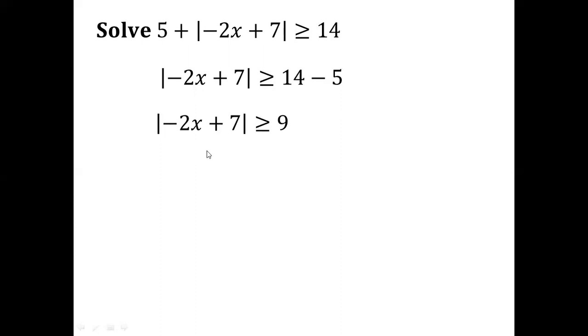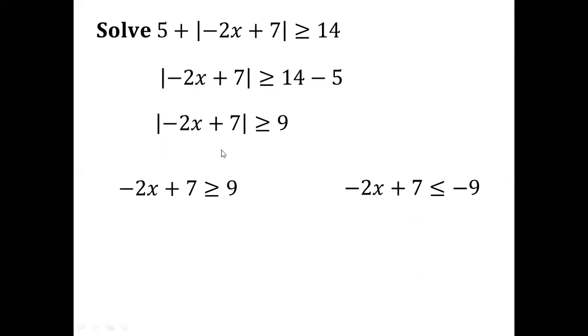Now in an absolute value inequality, again you're going to have two possibilities. The first one is going to be the same as in the question, so the first one is -2x plus 7 is greater than or equal to 9. But in the next one, your sign flips as well as the number flips. So greater than or equal to becomes less than or equal to, and +9 becomes -9. This is the speciality of absolute value inequalities. To give the two possibilities, you need to flip.